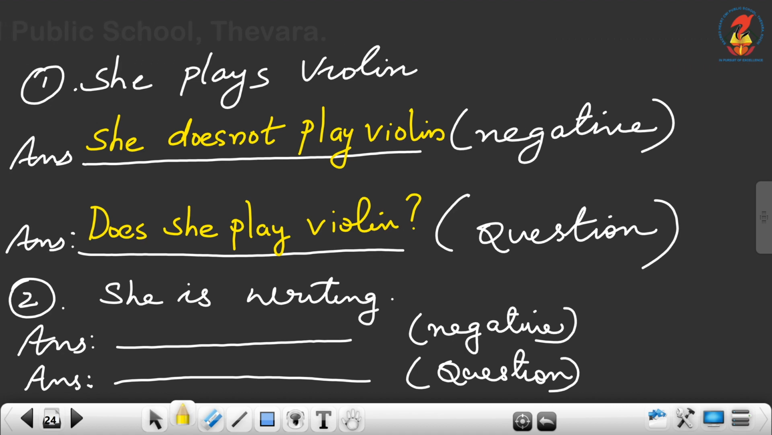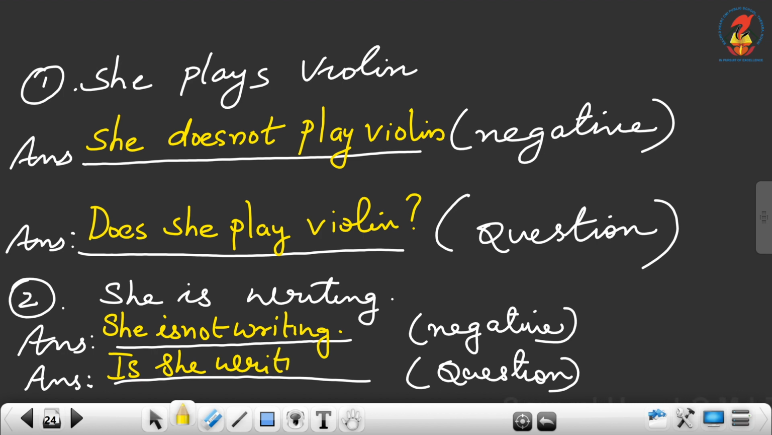Now, the next one, she is writing. Make it negative. How can you make it negative? You can make it negative by adding not. She is not writing. Then how can you make it a question? You can use the verb directly here. Is she writing? This is how you make questions.